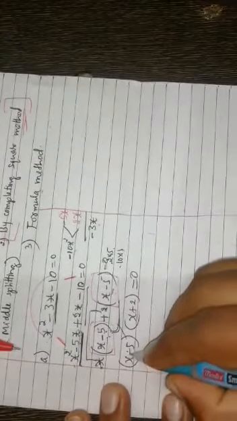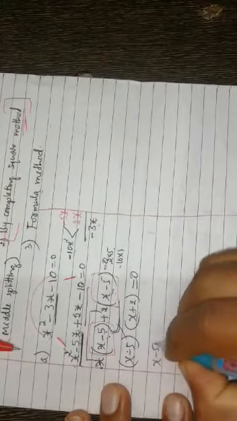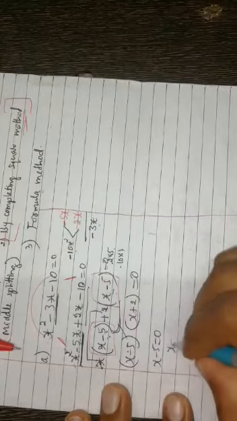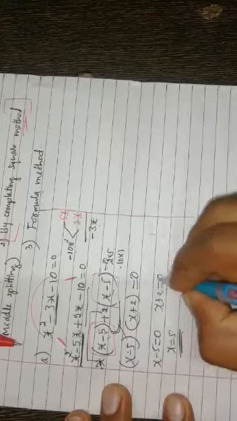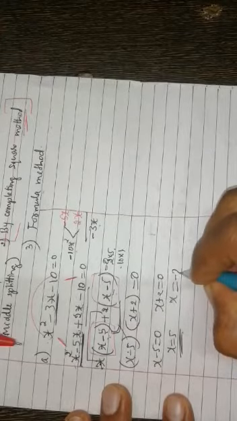We need to find the roots, right? So x minus 5 is equal to 0, so x is equal to 5, moving minus 5 to the other side. x plus 2 is equal to 0, so x is equal to minus 2, as plus 2 goes to the other side.